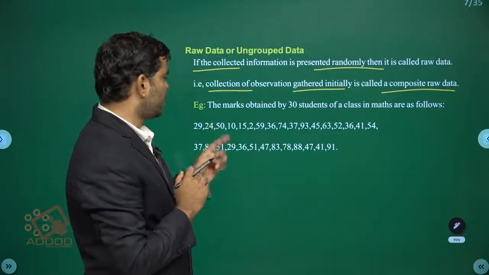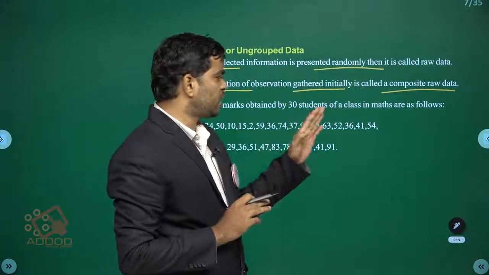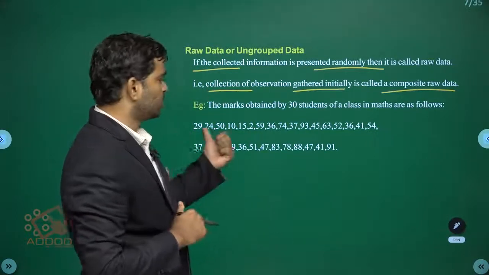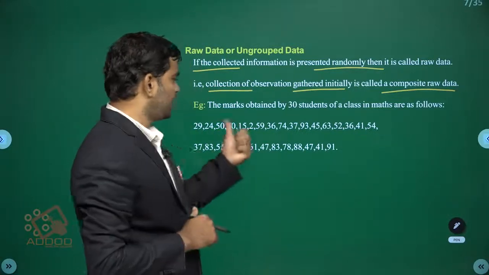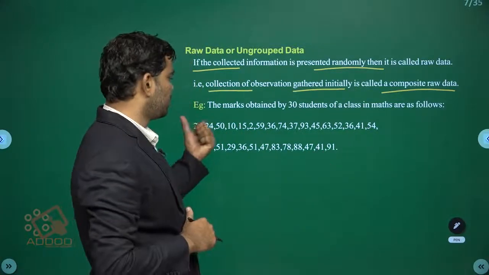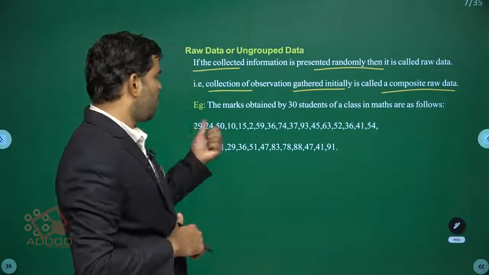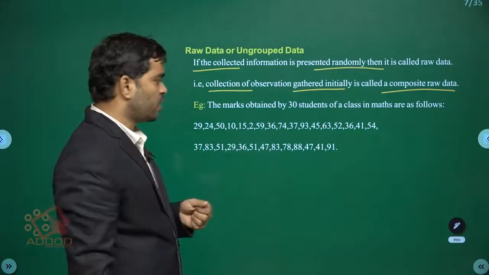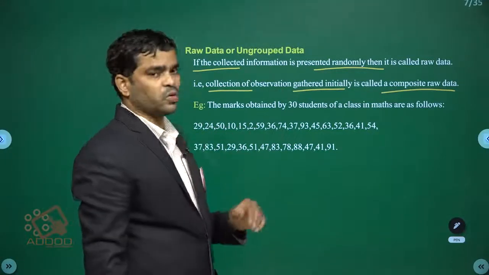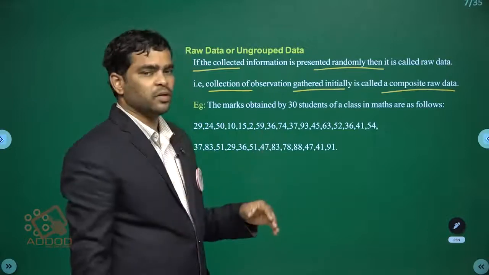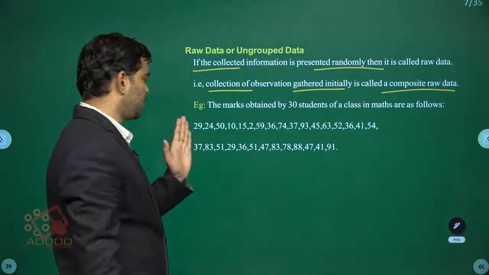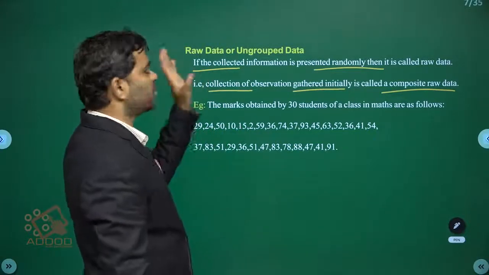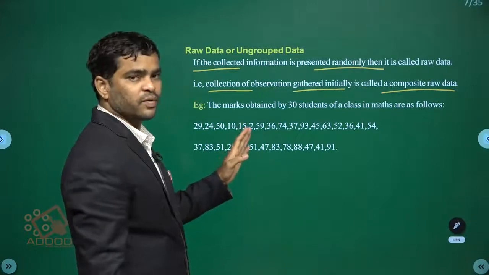Let us see an example. The marks obtained by 30 students of a class in a mathematics test are as follows. You can see these are the marks of 30 students, out of 100. There is no grouping, they are randomly picked. One student got 29, one student 24, 50, 10, 15, and so on. This is the example of raw data we have collected for 30 students.